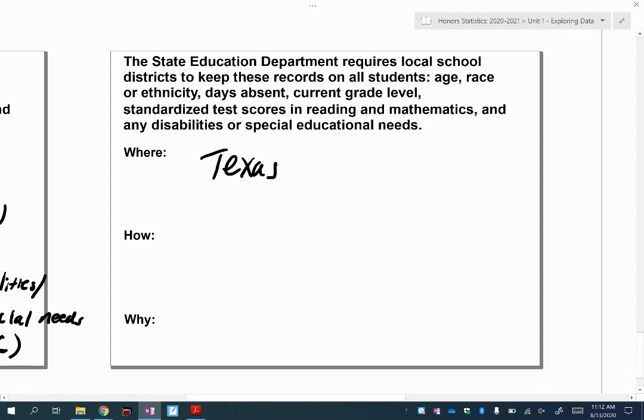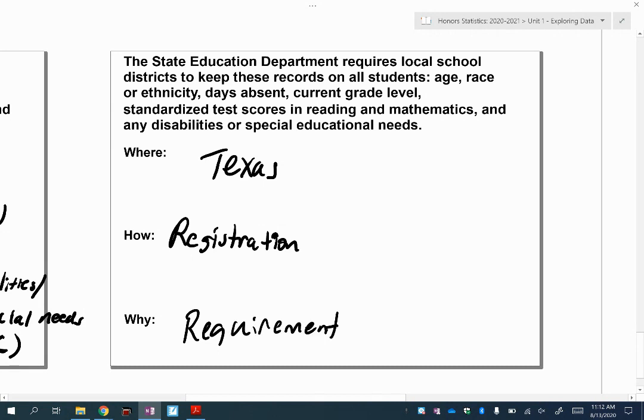For how, I'm going to say registrations, right? Orientations. Your parents or you are putting in a lot of this information. Also looking at the, especially for our school, the college counseling department, they come up with, or they report the test scores for us. And then the counseling department for any special needs. For why, this just says it's a requirement. It says the state education department requires it. So I'm just going to put requirement.